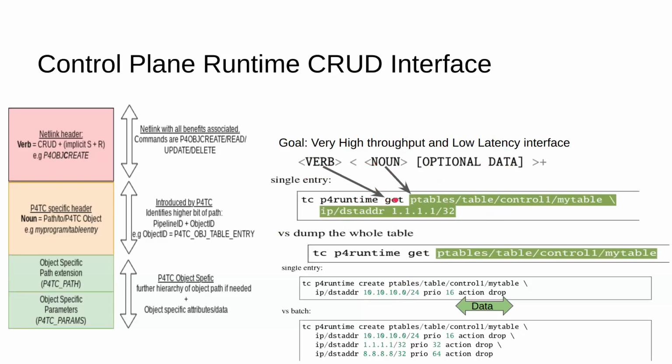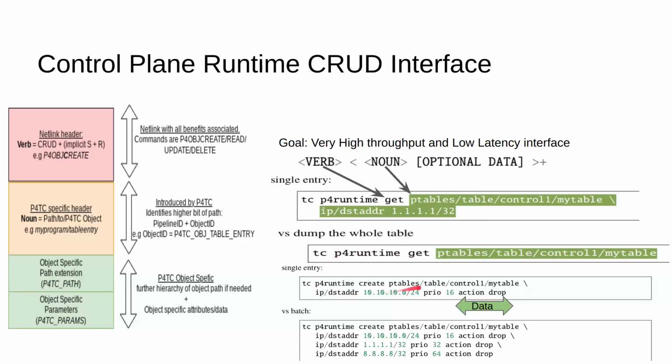I could have one function called runtime, read, comma, noun. There is no data here. That's it. And then I get back my object. The path could also be shortened, so I don't have to specify an explicit entry in the table. I could just specify the whole table. So in this case, I'm dumping the whole table, even if I have a million entries come back from the kernel.